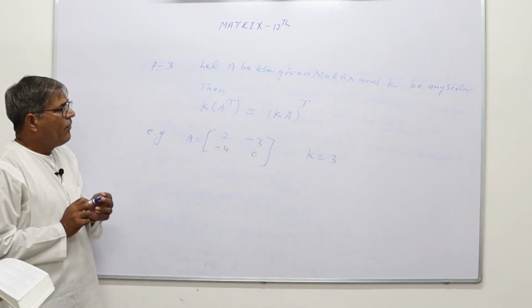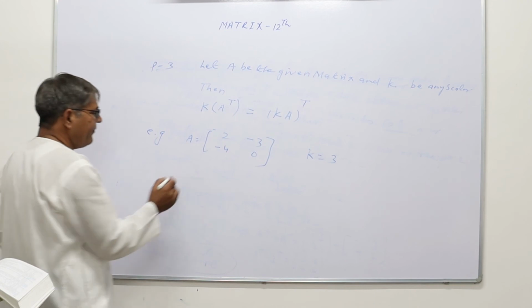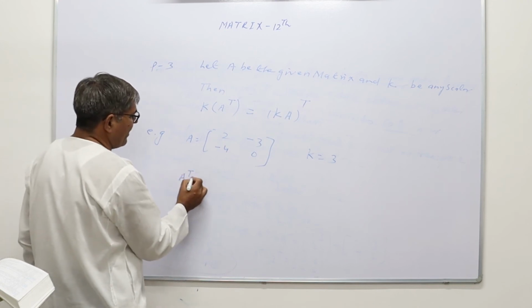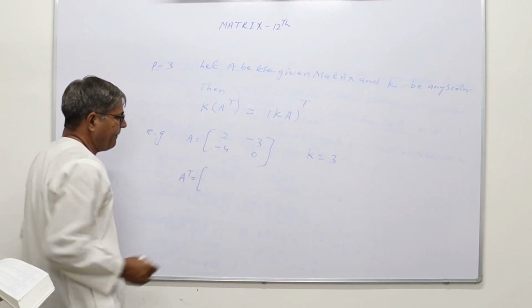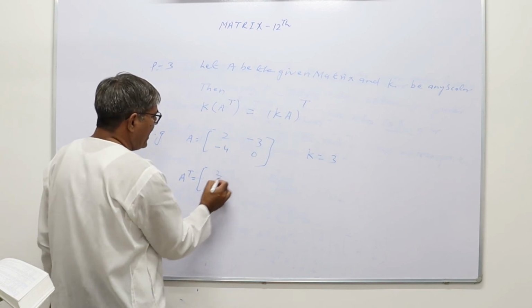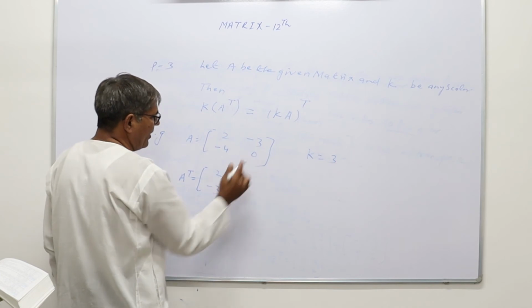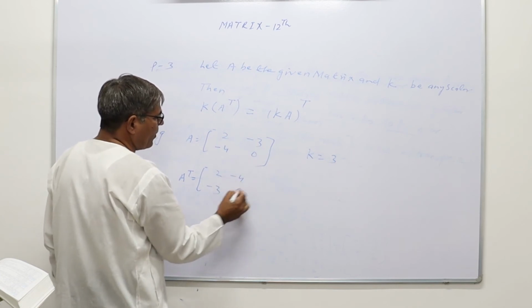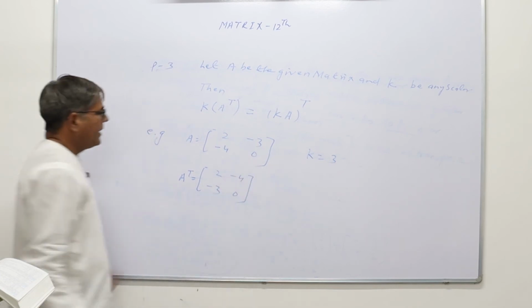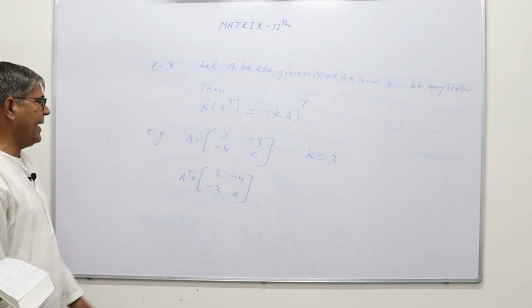Now what do we have to do? First, we find the transpose of the given matrix, that is A transpose. So A transpose is: first row will be the first column, so 2, -3. Second row will be the second column, that is -4, 0. This is the transpose of the given matrix.